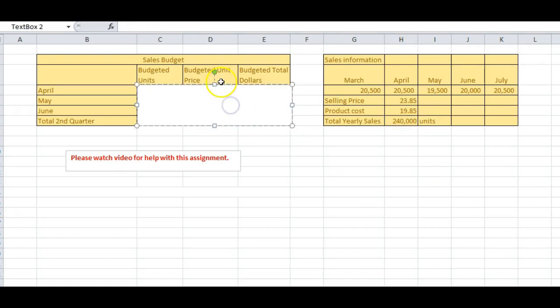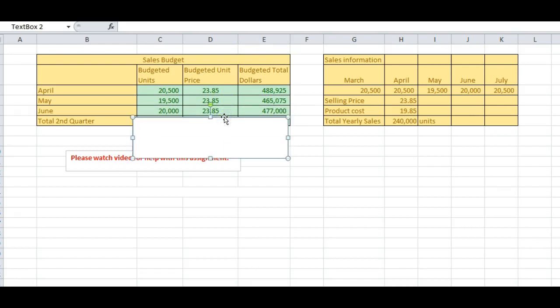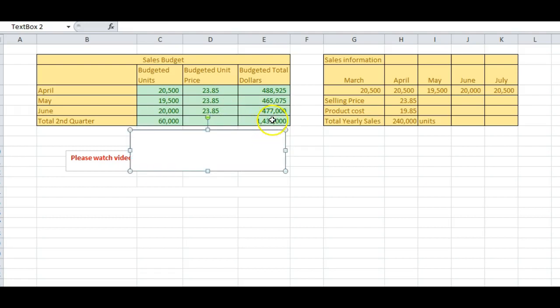So what does that mean? Well, first of all, I'm looking at the second quarter now. So for April, I'm going to take the budgeted units, multiply it times the budgeted price, and come up with the total budgeted dollars. You'll do that for each one of those and find out for the second quarter, you're going to have sales of $1,431,000 or predicted sales of that. So keep that in mind because that's going to be coming in handy later on down the road.